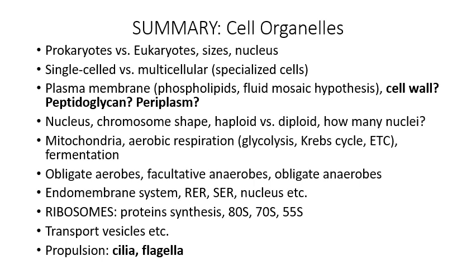Okay, so we have looked at all the different organelles. We've learned in detail about the difference between prokaryotes and eukaryotes. We've learned the difference between single-celled and multicellular organisms. We've learned about the plasma membrane. We've learned about the nucleus and the shapes of the chromosomes. We know what the difference between haploid and diploid organisms is. We know what the mitochondria are. We know where they came from. We know what aerobic versus anaerobic respiration are, and fermentation.